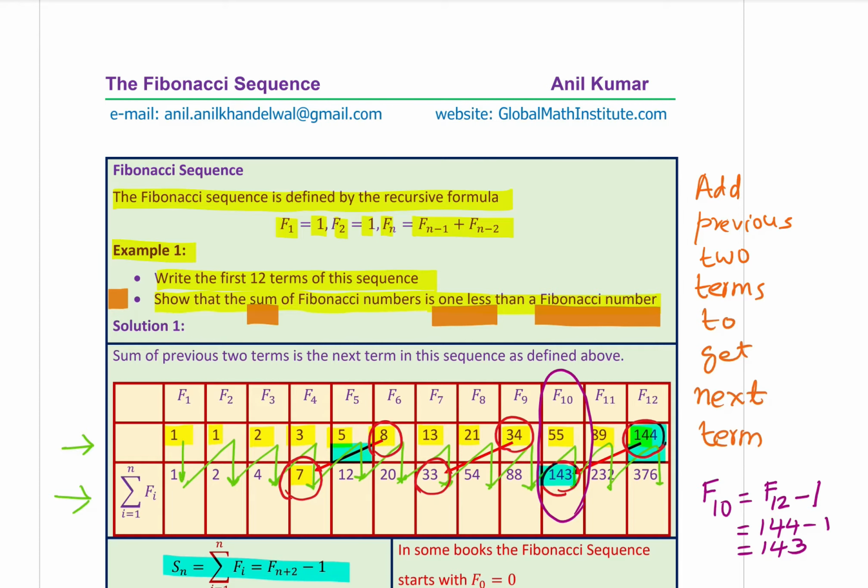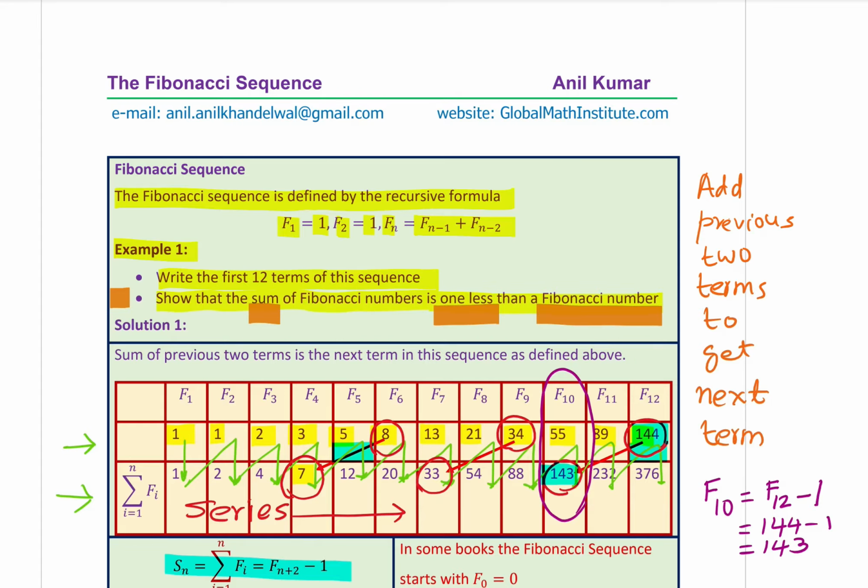So the formula really helps to get the sum of the Fibonacci sequence, right? So we created a series here. This is our Fibonacci series, and the series is very much connected with each term. The sum is one less than the term 2 ahead of them, right? That is how you could remember it.